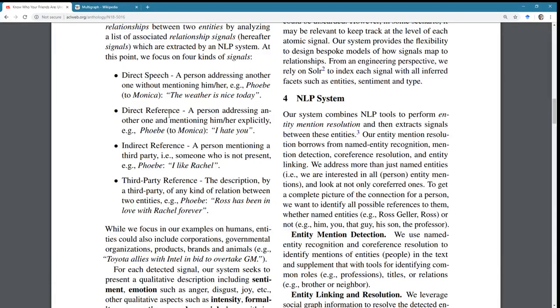Okay. Indirect reference, a person mentioning a third party, i.e. someone who is not present. Phoebe, I like Rachel. And then third party reference, the description by a third party of any kind of relation between two entities, e.g. Phoebe, Ross has been in love with Rachel forever.